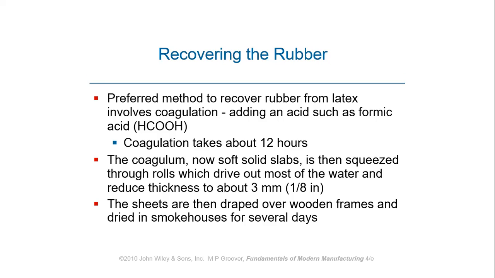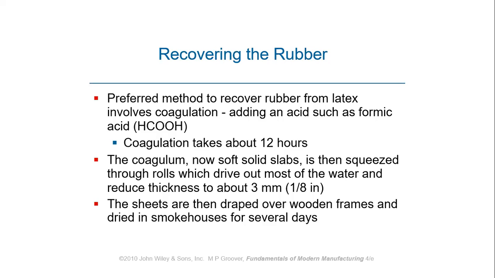That water can be removed by squeezing through the roller, and it is squeezed until the thickness almost becomes like 3 millimeter for each rubber sheet. That can be called the rubber sheet that is formed after the rolling. And the sheets are then dropped over wooden frames. That means it is placed in the wooden frame and then dried in smoke houses.